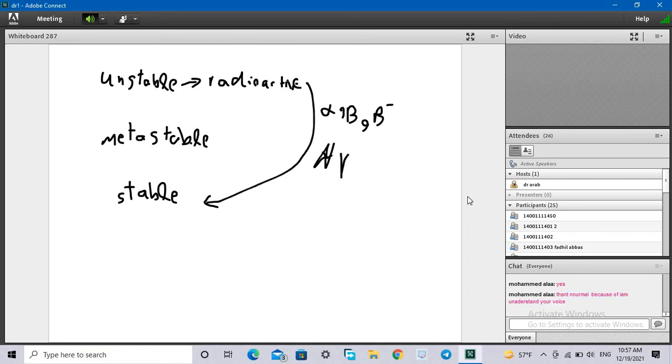But sometimes, a radionuclide that is in the unstable state at first goes to the metastable state by emitting, for example, alpha, positive beta, or negative beta, and then by emitting the gamma radiation it can return to the stable state from the metastable. As you can see, gamma radiation can occur in two situations.